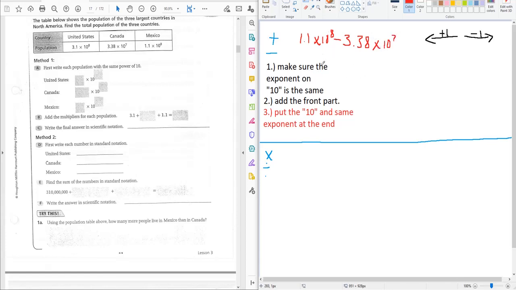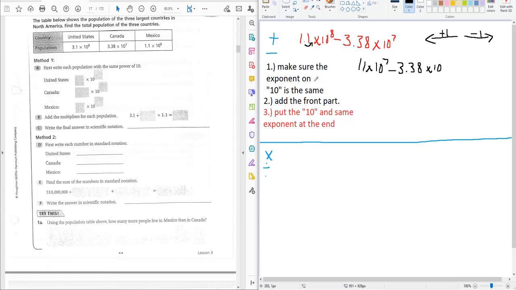Okay. So the way that works is, let's say I move it downwards this time. I want to turn this 8 into a 7. If I want a -1, I have to move the decimal 1 place to the right. So now I have 11 times 10 to the 7th, because I changed this by moving the decimal over, minus 3.38 times 10 to the 7th.